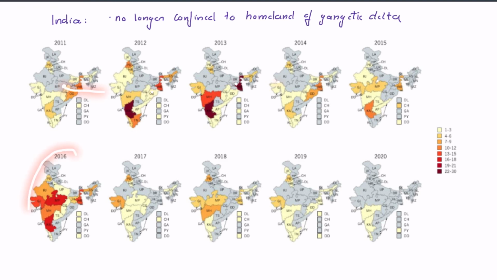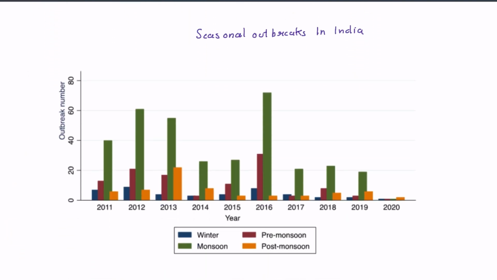we had many cases. Originally it was confined to the state of West Bengal, which was its homeland, but as we can see it has reduced in all states consistently, and now it is mostly affecting Maharashtra, Karnataka and Kerala. Bengal was its original home state, now it affects the whole of India and now the cases have reduced. And now, seasonal outbreaks in India.